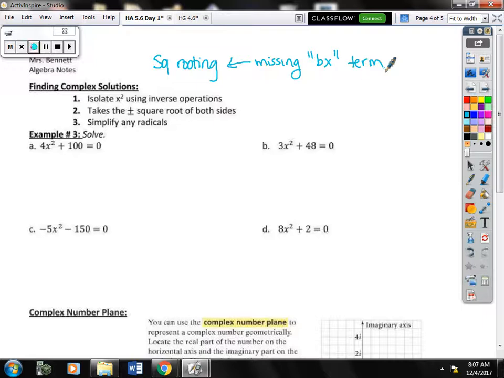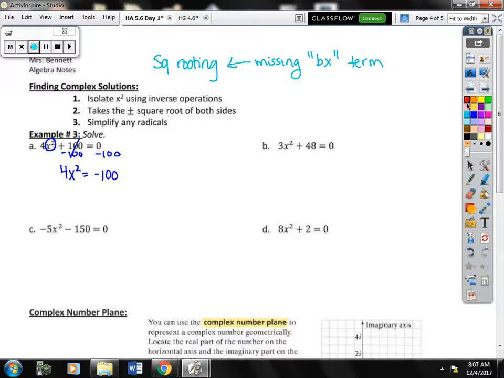We had some of these on our quiz last week. It just always happened that the number under the square root was positive instead of negative. So that's the only difference today. Okay, just like we've done in the past, we're going to isolate our x squared. The first thing you would do to isolate this is undo addition with subtraction. Zero minus 100 is negative 100.